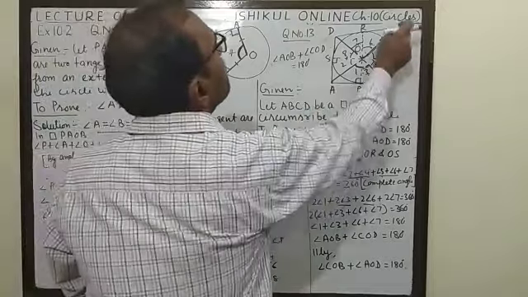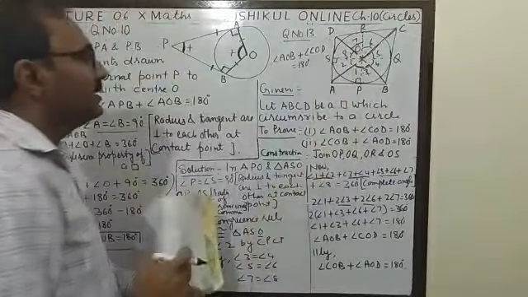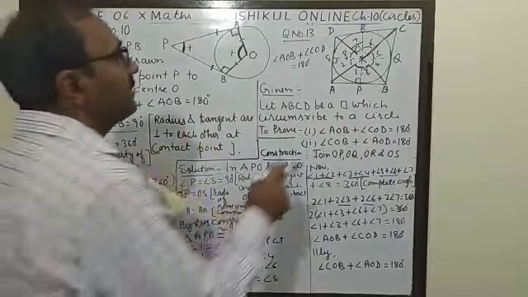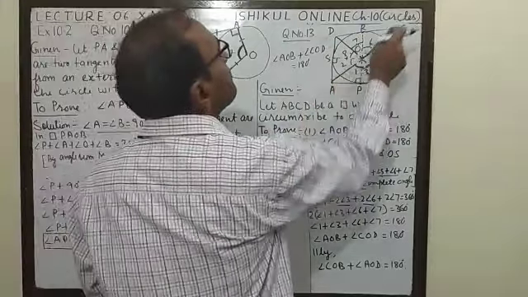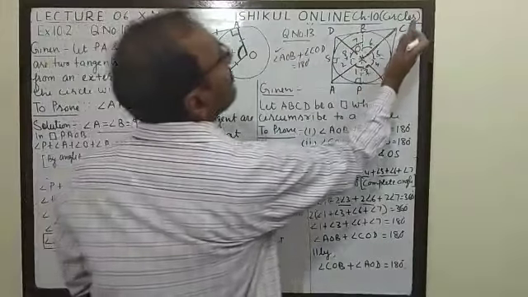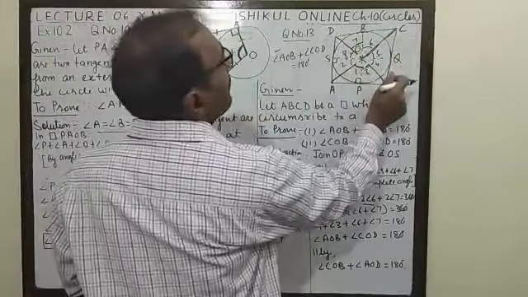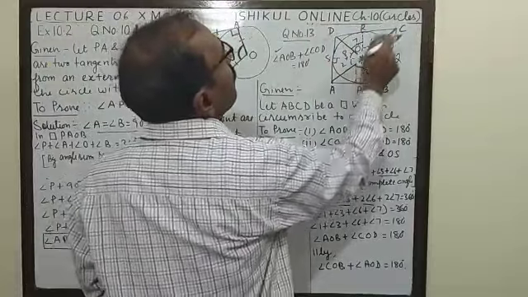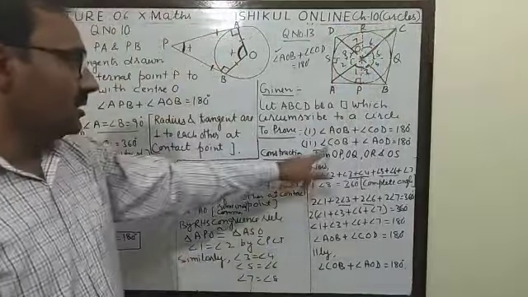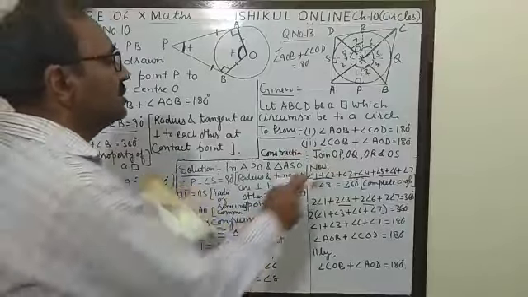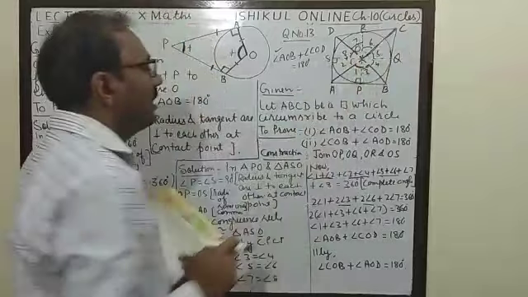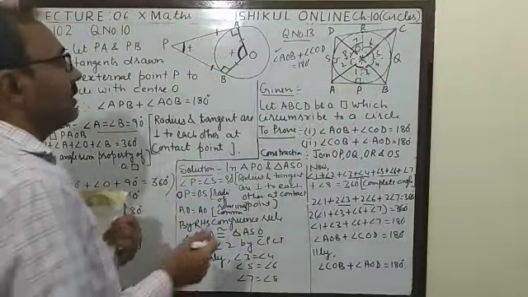Let ABCD be a quadrilateral circumscribed to a circle, and you have to prove, first, AOB plus COD equals 180 degrees. Secondly, for the opposite sides BC and AD, you can say that BOC plus AOD equals 180 degrees. Now construction: you join OP, OQ, OR and OS. Then how can you prove?